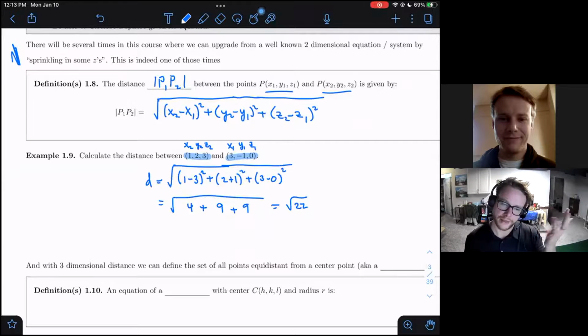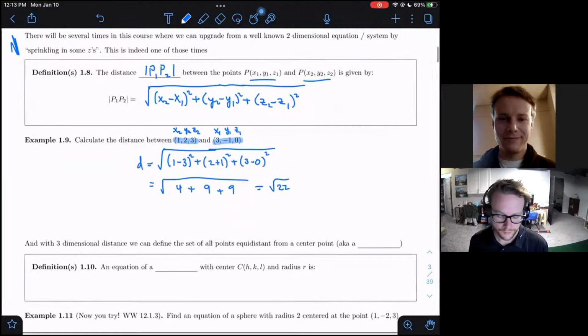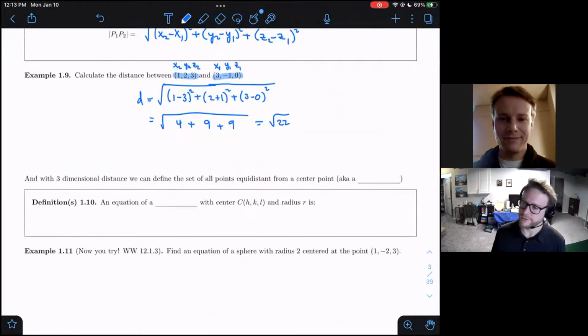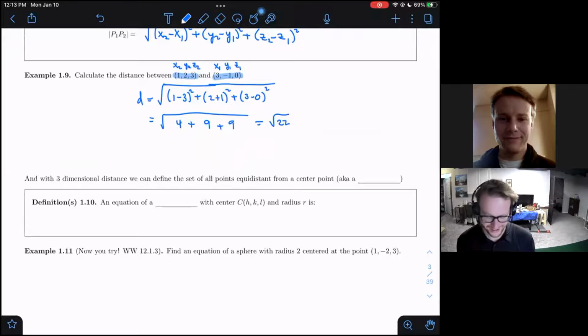And again, if you had them in the opposite order, you'd be squaring a few more negatives, right? But again, you would get the same result, because whether you square 3 or -3, they both come out to be 9. All right, now let's get into spheres.